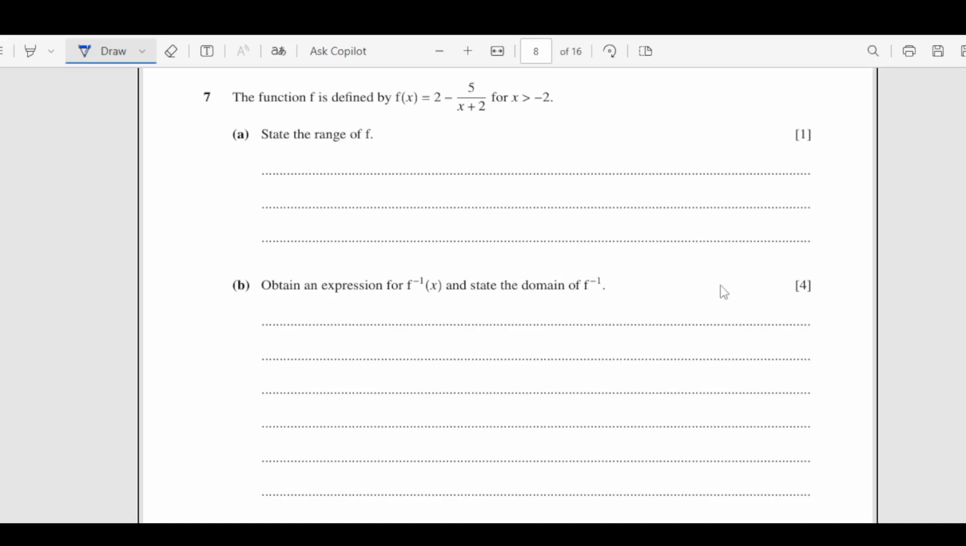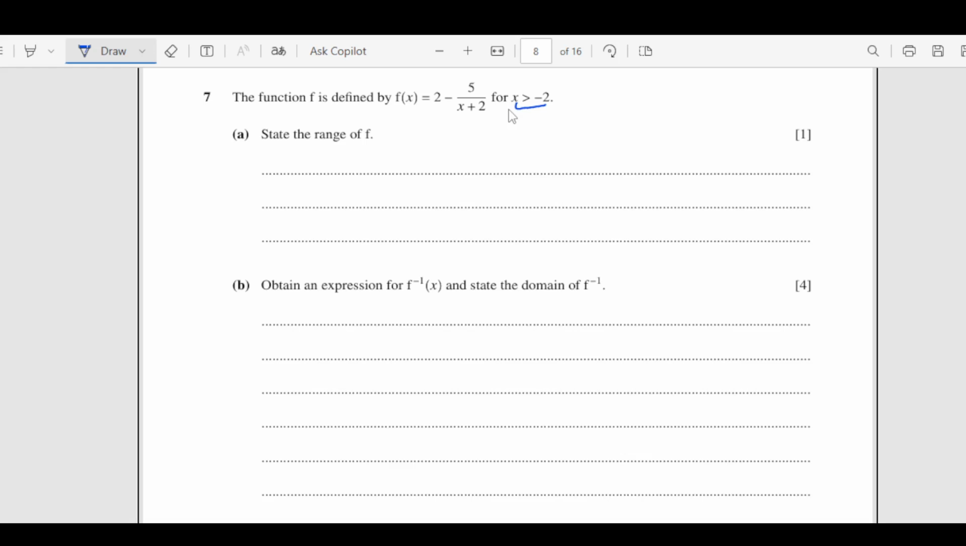Question number 7. The function f is defined by f(x) = 2 - 5/(x + 3) for x > -2. State the range of f(x). So we are looking for the range. This is the domain that is given to us: x is greater than -2.